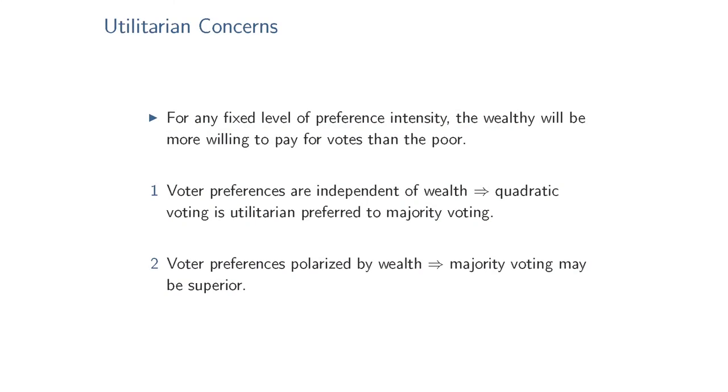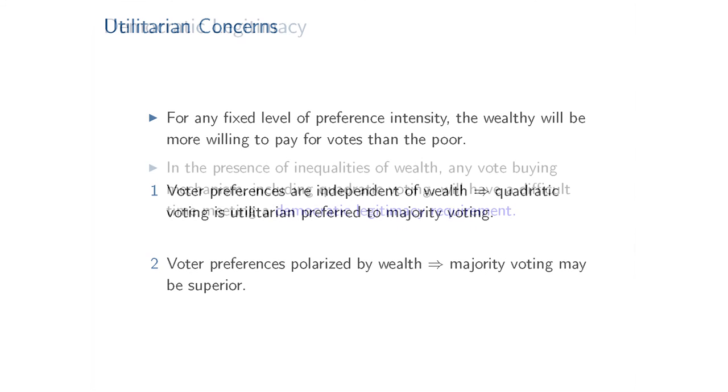When we're exploring the utilitarian concern, we begin from the following observation, that for any fixed level of preference intensity, the wealthy will be more willing to pay for votes than the poor. If voter preferences are independent of wealth, then quadratic voting is utilitarian preferred to majority voting. However, if voter preferences are polarized by wealth, then majority voting may be superior.